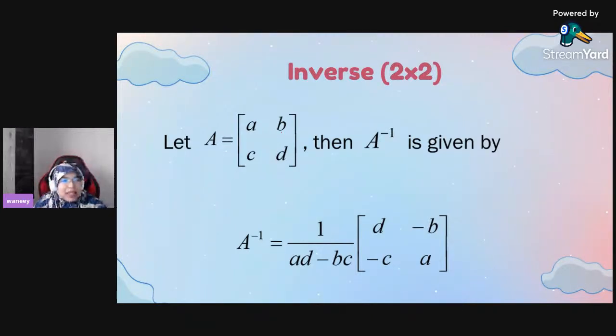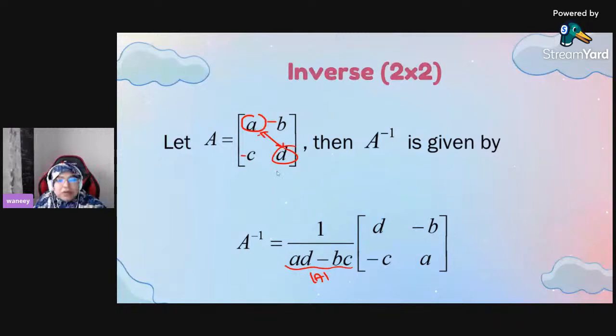If let's say A is equal to [a, b; c, d], then the A inverse is 1 over ad minus bc, where this one is actually the determinant of A, and then you times with [d, negative b; negative c, a]. So for a and d, we are going to change the place for them. So kita akan tukar tempat untuk d dengan a. But for b and c, we are going to times them with negative 1.